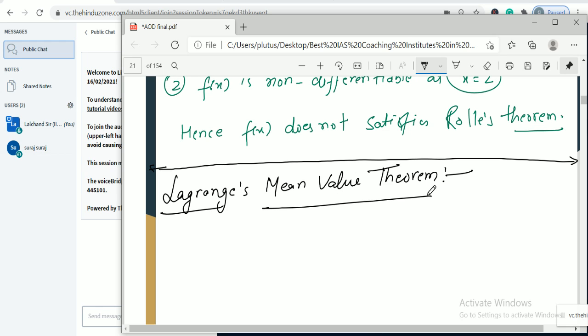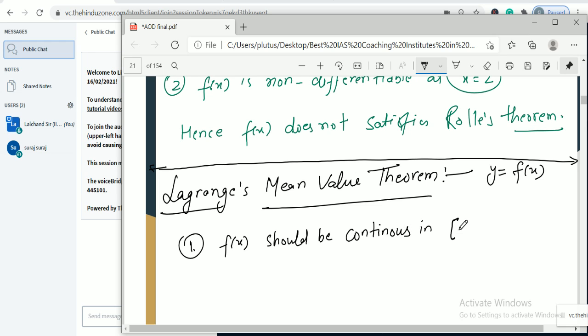LMVT, we can say for short. So what is the condition for LMVT? The first condition is same as Rolle's theorem. If we have a function y equal to f(x), then f(x) should be continuous in [a, b]. What is the second condition?